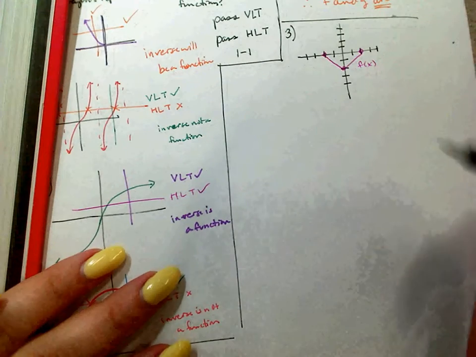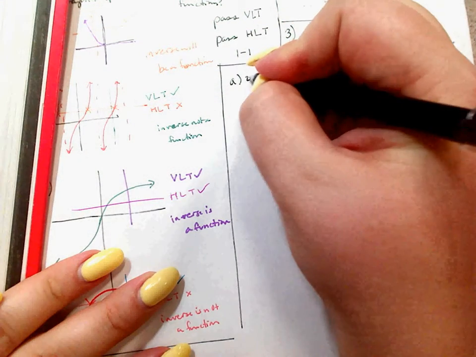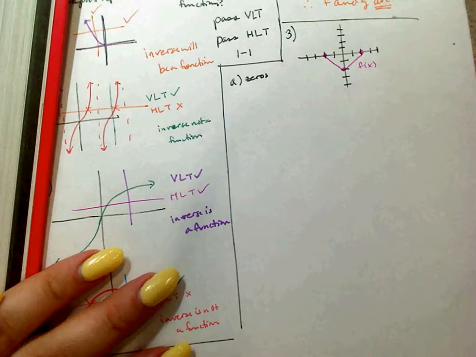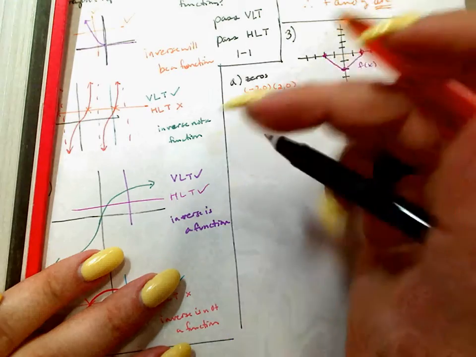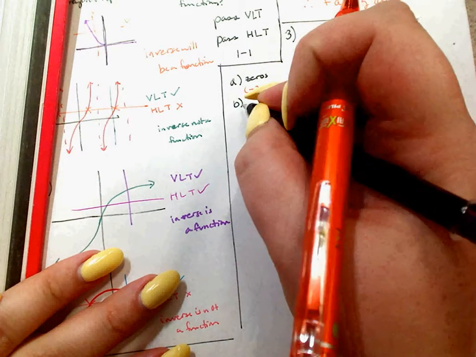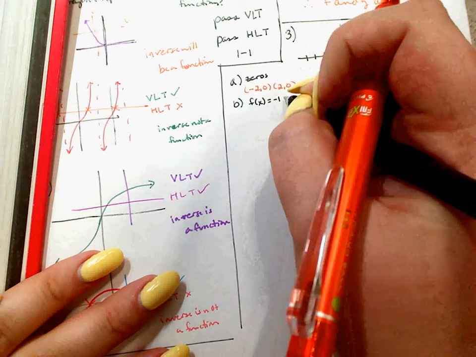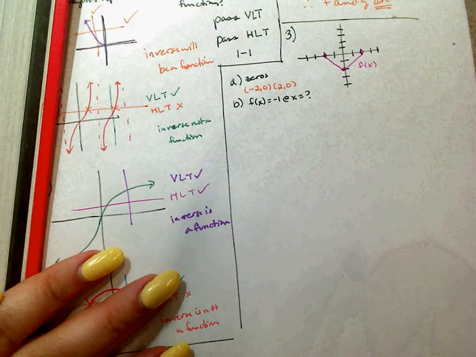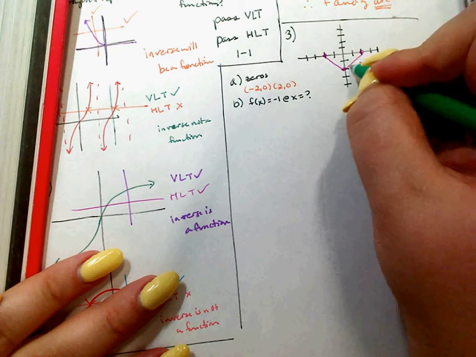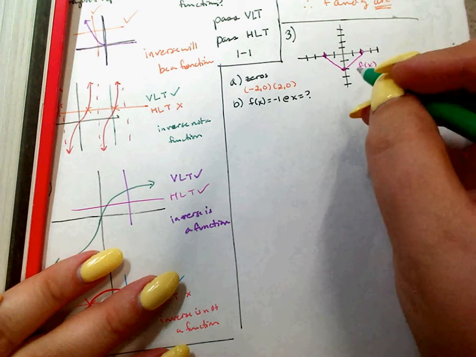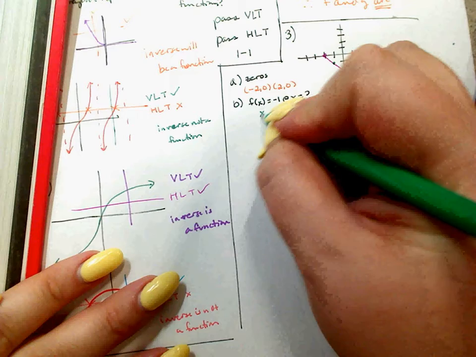Part A. It says, what are the zeros? So zeros are where you hit the x-axis, and so it looks like it hits the axis at (-2, 0) and at (2, 0). B. Find the values of x for which f of x equals -1. If I look at this graph, this looks like it has a slope of up 1 over 1. So when does this equal -1, the y value -1? That would be at (1, -1) and (-1, -1). So x equals plus and minus 1.